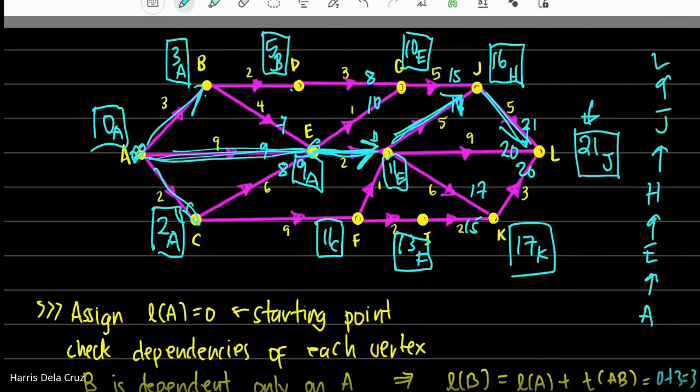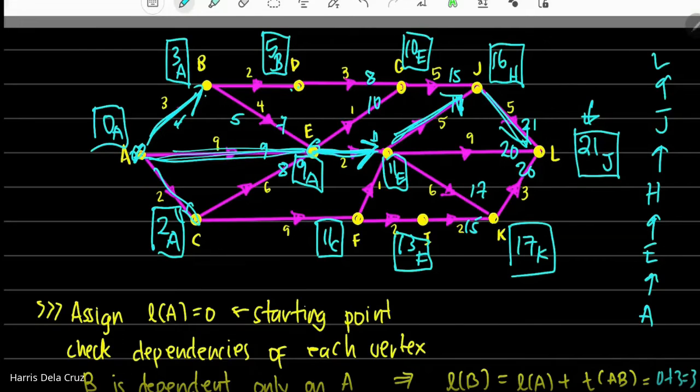Ibig sabihin, halimbawa ito, pwede pa itong umabot hanggang 5. Okay lang. Hindi pa rin madidelay yung project. Right? O kaya pwedeng umabot to ng 4. Pwedeng umabot to ng 4, tapos ito 5. So, ibig sabihin, pwedeng ma-delay yung part na yun ng project. Right? Kasi bakit? 9 pa rin yung magiging total papunta sa E. Eh. Kasi wala tayong magagawa from A to E, 9.